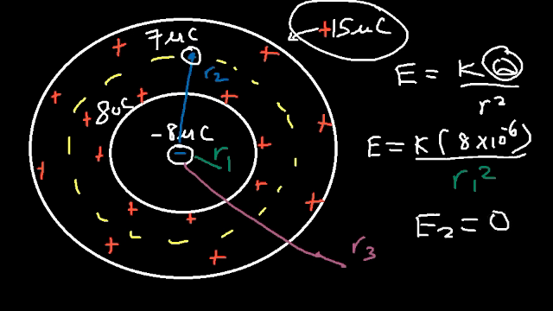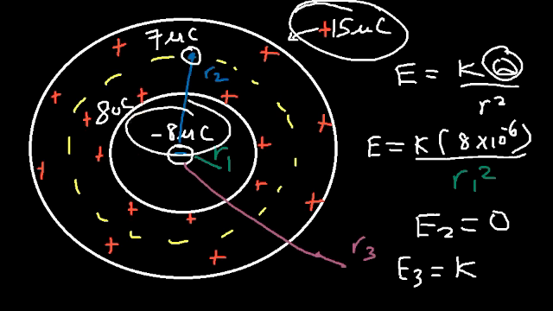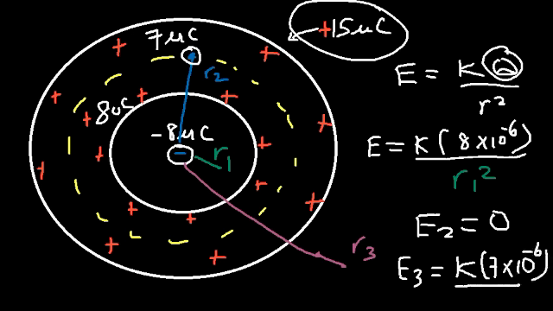Now E3 is going to be K times Q, that's the total charge. So these two cancel. The total charge is 7. You can also get that number by adding -8 plus 15. So it's going to be K times 7 times 10 to the minus 6 divided by R3 squared. So that's how you can calculate the electric field outside of the hollow conductor if there's a charge on the inside. So you've got to find the total charge. You have to add these two values.